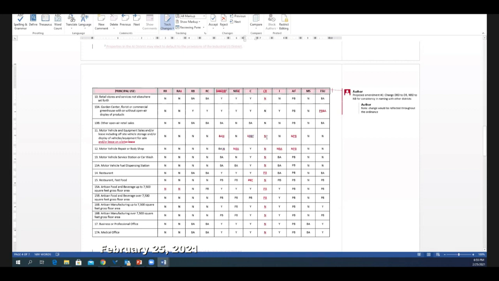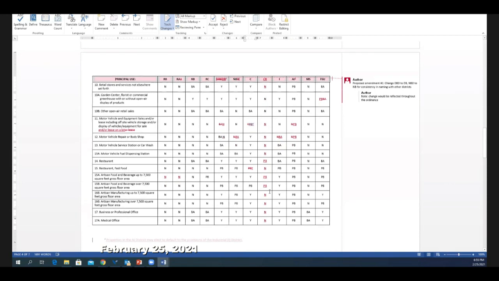On that note, why is artisan food and beverage over 7,500 square feet the only one here that's planning board? We're allowing artisan manufacturing over 7,500 with a Y. Why not artisan food and beverage?